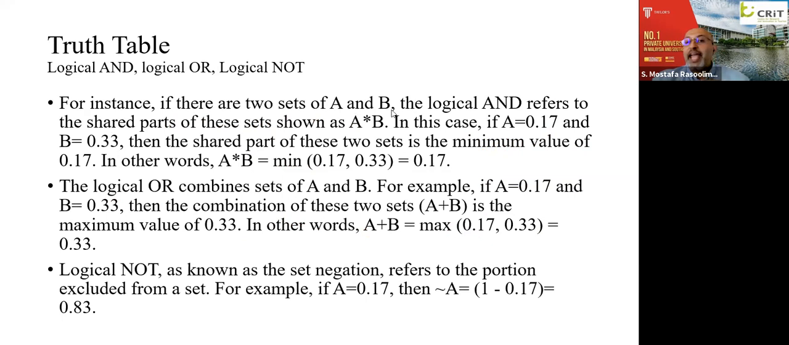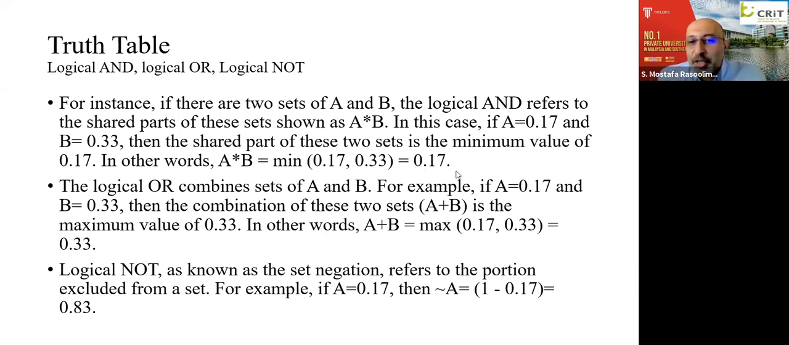If you have A and B and use the logical AND, A is 0.17 and B is 0.33. So A multiply B, right? This is multiplication. So this will be the minimum value of these two. So it will be 0.17.